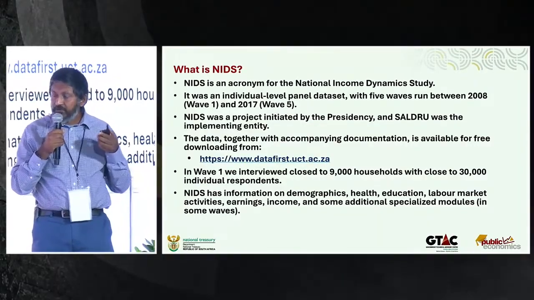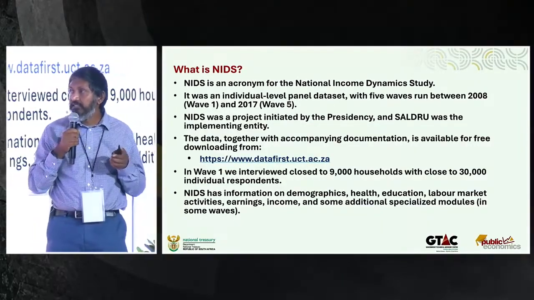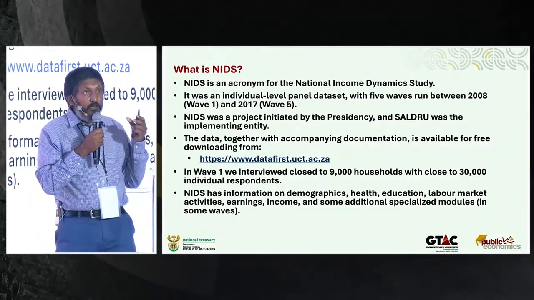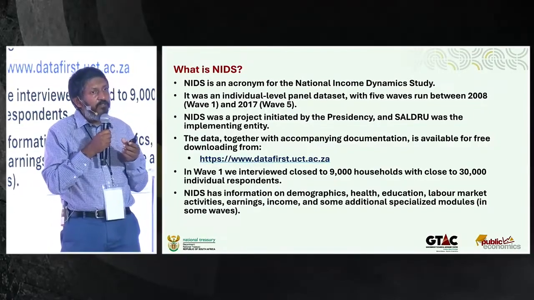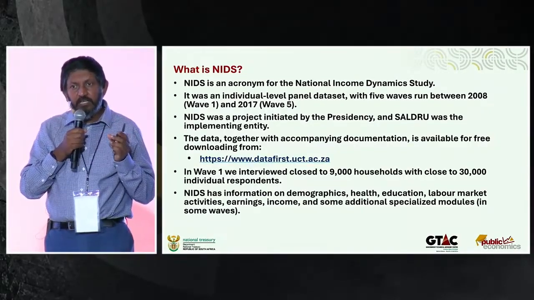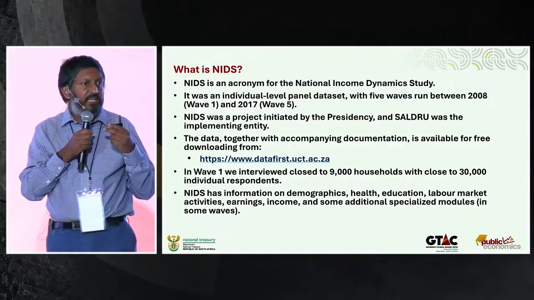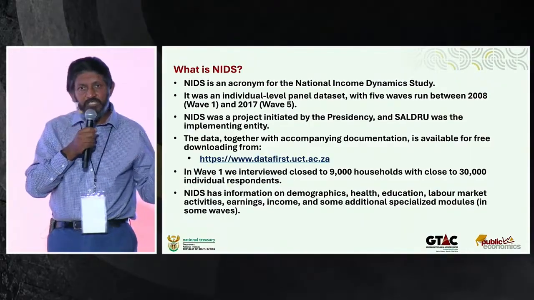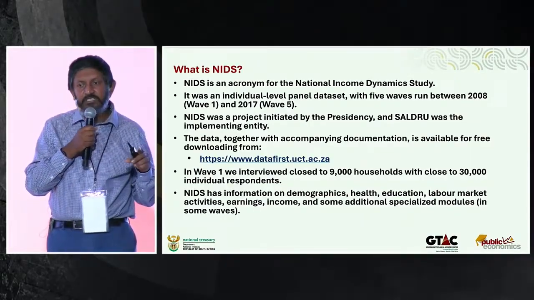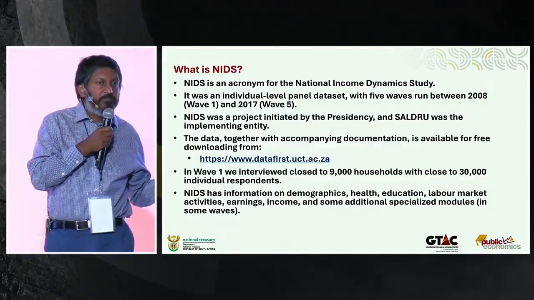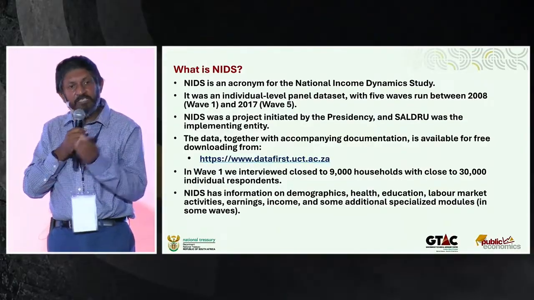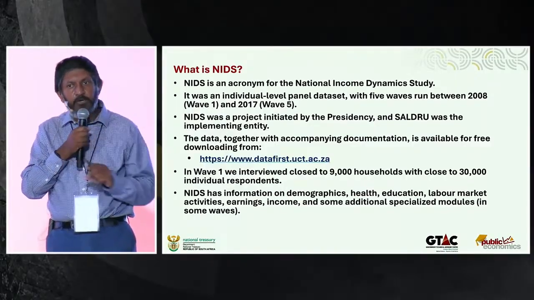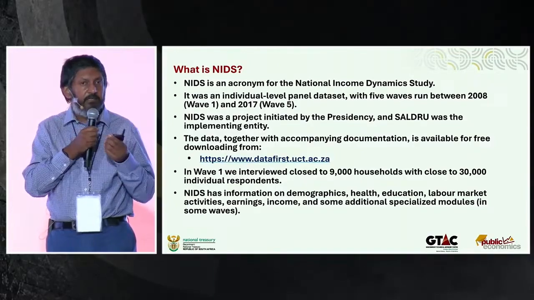It also has information on demographics, health, education, labor markets, earnings, income, and then in some waves we added certain special modules. So for example, there's a wealth module in waves 2, 4, and 5. And so depending on what you're interested in, you need to go carefully through the questionnaires and figure out what you can do. But the other thing that's really valuable about NIDS is that because it's got this broad structure, you can ask questions about how people's labor market outcomes impact on their health. Right? The QLFS is very focused. It's a labor force survey, whereas this one allows you to think about things in a much more complex and interrelated manner.